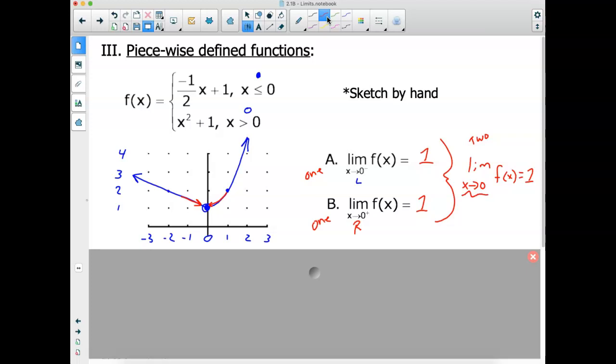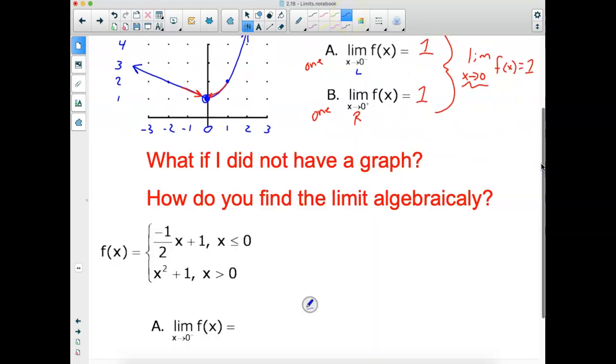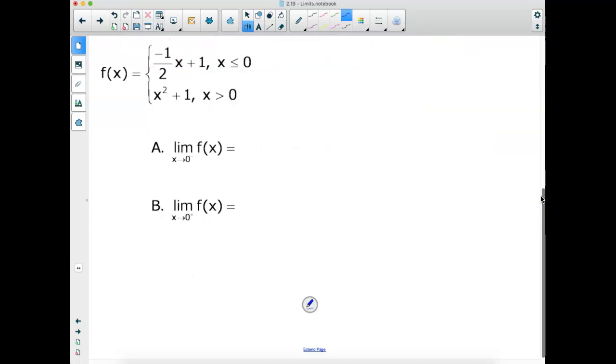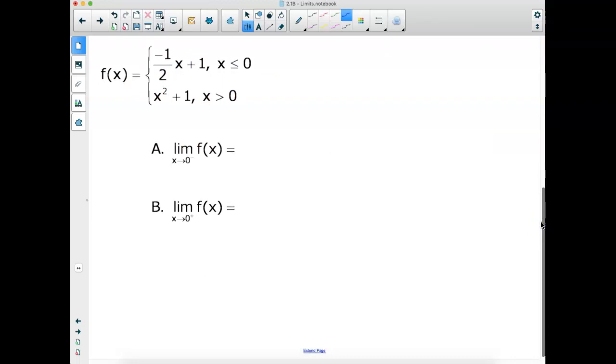Now, what happens if I didn't have time to graph it? Well, how the heck do I evaluate a limit? What if I didn't have a graph? How do I find the limit algebraically? Super easy again, ladies and gentlemen. It's really not that difficult. I like to nest this in my mind, okay? And I like to kind of think upper piece, lower piece, piece 1, piece 2, however you want to do this. Now notice they're asking me the limit as I'm approaching 0 from the left and right.